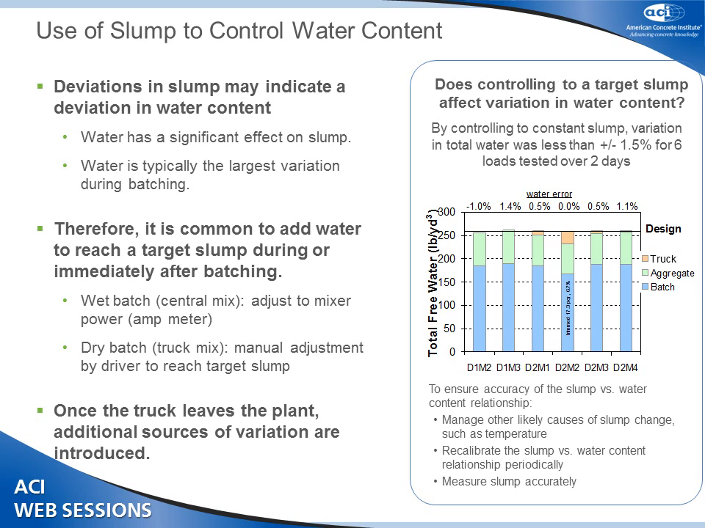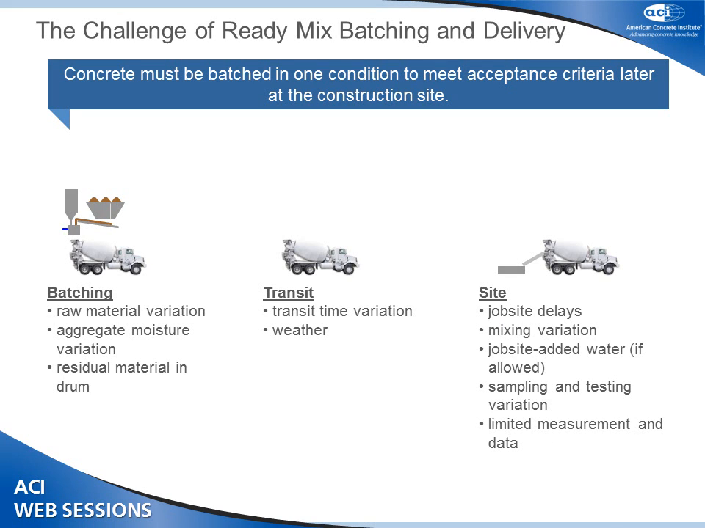So that is not an unreasonable way to go, certainly, given the fact that water has a significant effect on slump, and it's one of the largest sources of variation. And so you can take data and show that the variability in water is reduced by doing that, provided you're controlling other sources of variation. The challenge is, though, that once the truck leaves the plant, additional sources of variation are introduced.